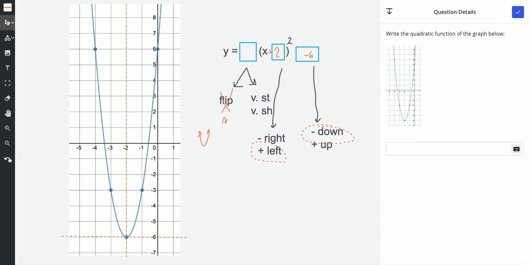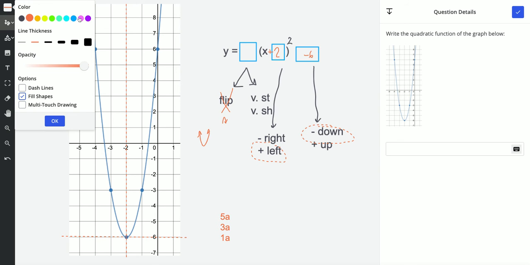Okay, so no flip. Next up, I need to figure out, did I vertically stretch or shrink? So in order to know that, I need to know what is my A value. Now recall, 1A and 3A and 5A tell me my steps. So my step from, and the easiest one to know is the first one. So from my first dot to my second dot, let's see how I move.